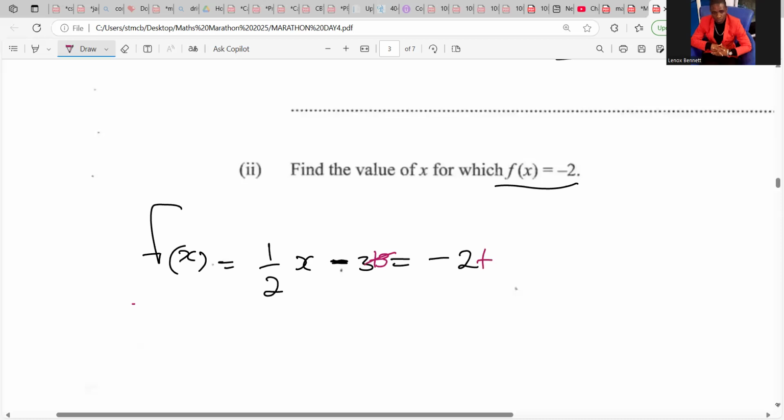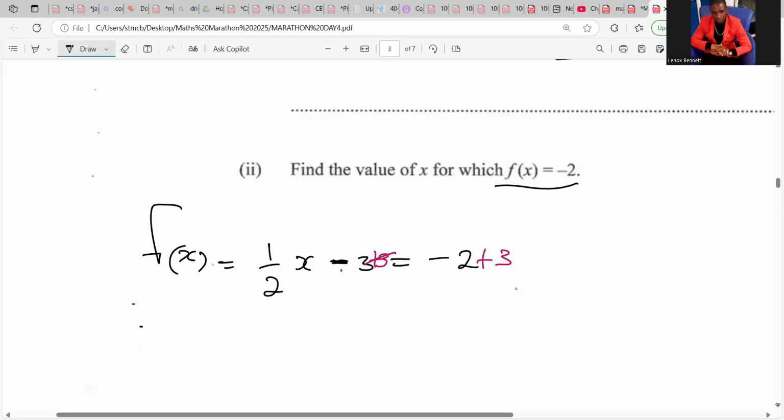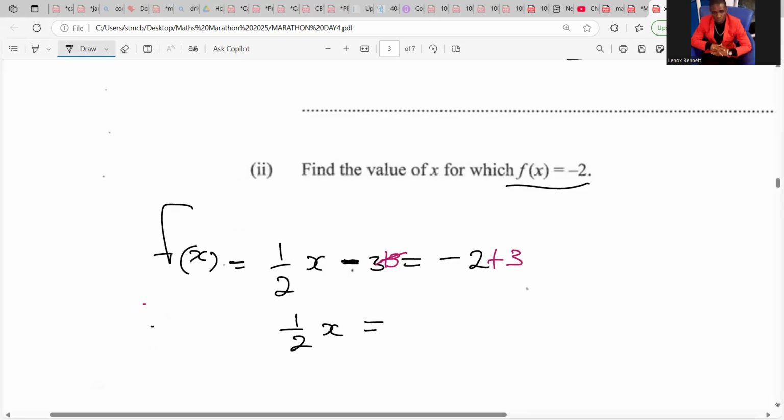But remember, anything you do to one side, you do to the next side. And of course, half x is now equal to negative 2 plus 3. And of course, we take the inverse of a half. So this is dividing, so we're going to times by 2, and anything to one side, we do to the next side. So 1 times 2 is equal to 2. So f(x) equals negative 2 would be when x is positive 2.